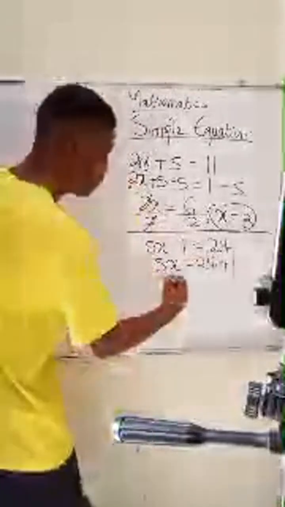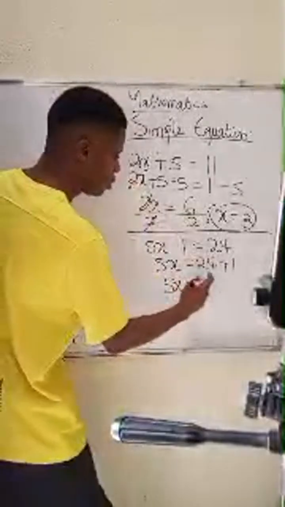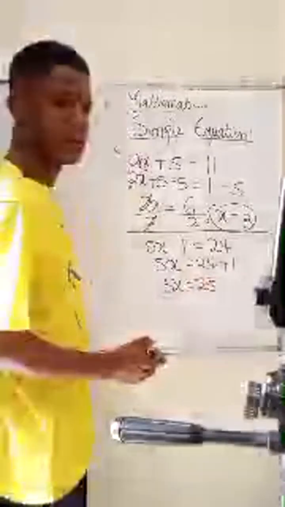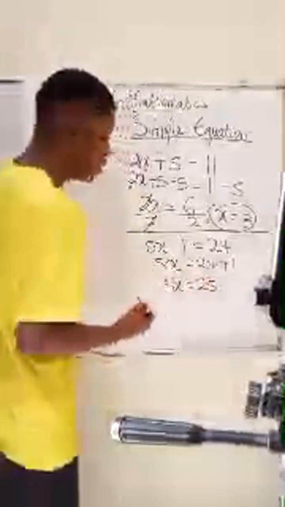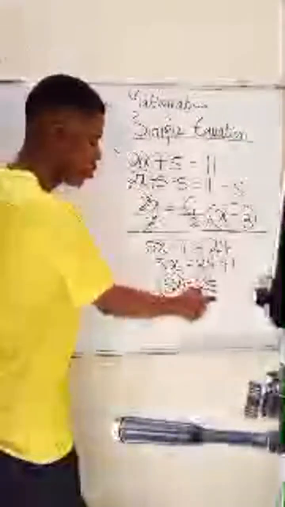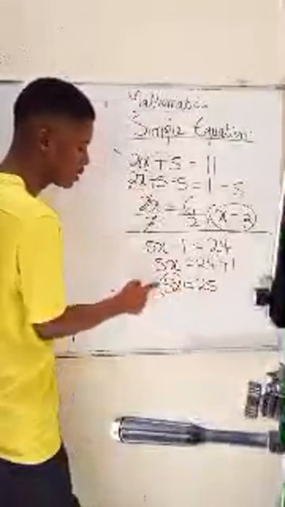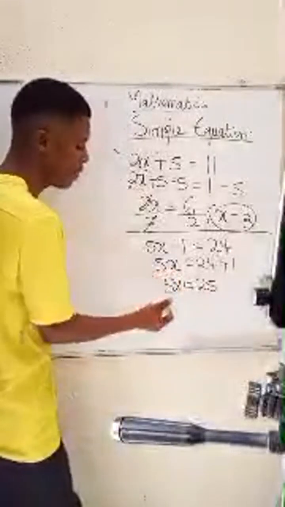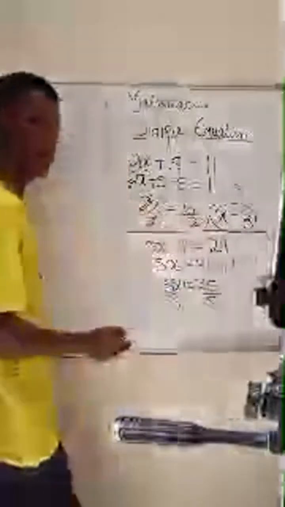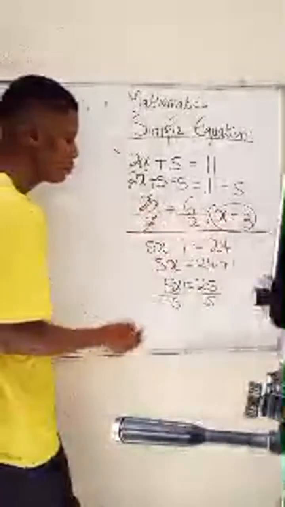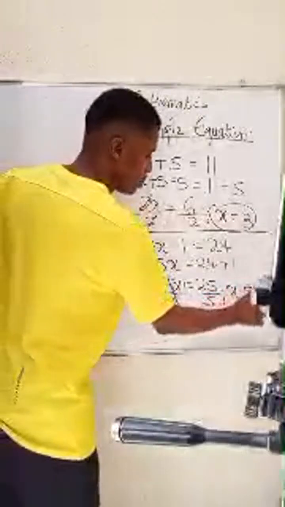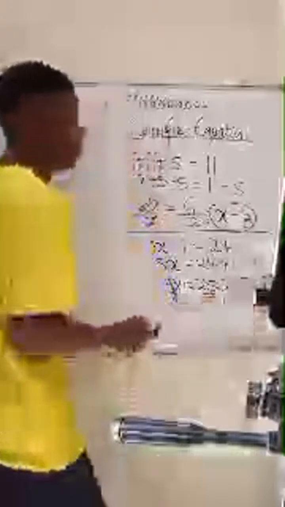So if you add 1, you have 5x is equal to 24 plus 1, which is 25, right? For you to get the value of x, we are told here 5 lots of x is giving us 25. So we have to divide by 5. If you divide here by 5, you also have to divide here by 5. So if you do the division by 5, you see that x is equal to 5. So x is actually 5.